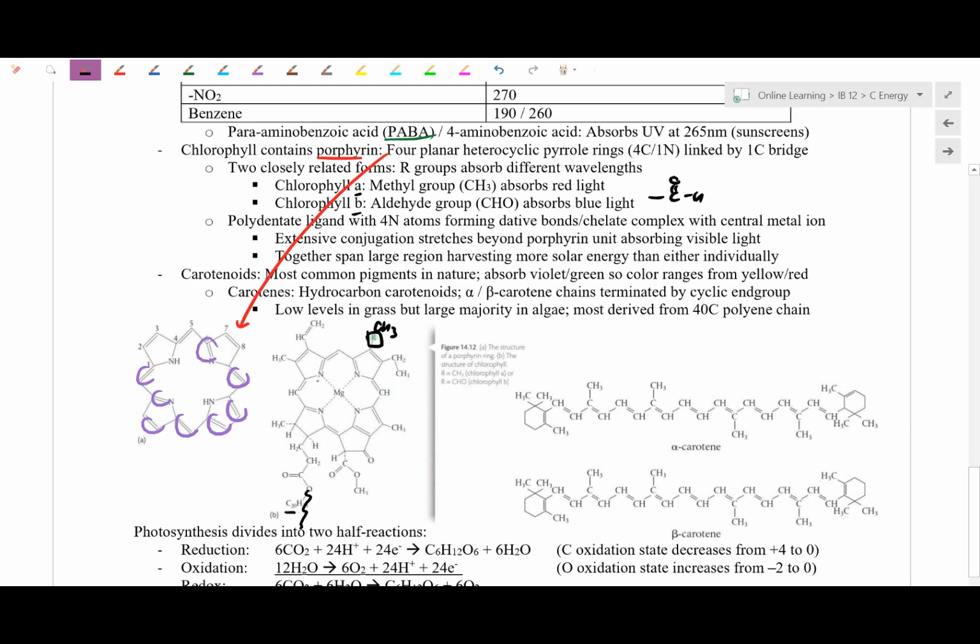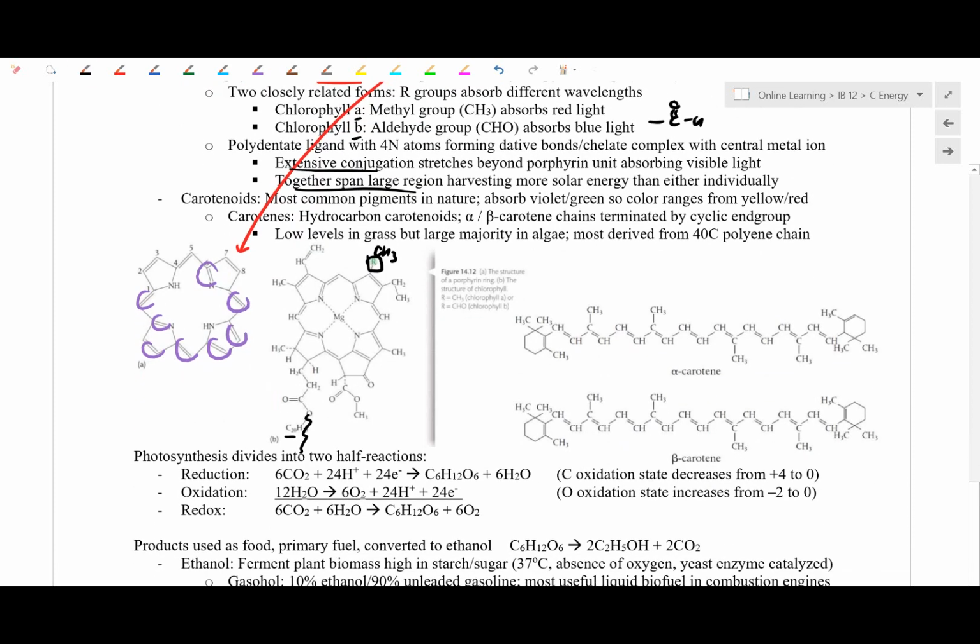It still has this porphyrin ring, although the color it's exactly absorbing might be different. So we actually have an advantage here. If I have these two forms, I have the extensive conjugation, I can absorb visible light, but as I switch these R groups, the color of light, the lambda max, actually changes a little bit. So together we can actually capture more of the sun's radiation. So it's a more extensive conjugation. It can absorb visible light. Together they span a larger region of the EM spectrum, so they can absorb more solar energy than individually.